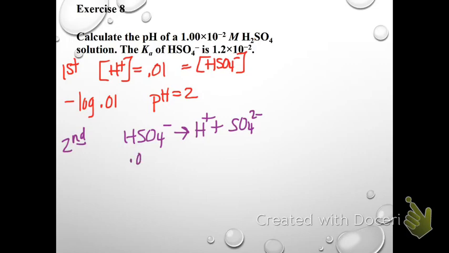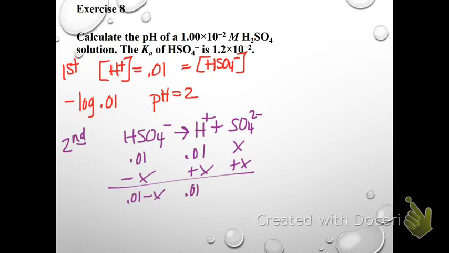So this is 0.01, this is 0.01, and this is x, right? So minus x plus x plus x. So 0.01 minus x, 0.01 plus x, and then x. Okay? And I already told you that this is going to require a quadratic equation, so we already know that we're not going to be able to neglect x here. But 0.01, x is going to be more than 5% of 0.01.